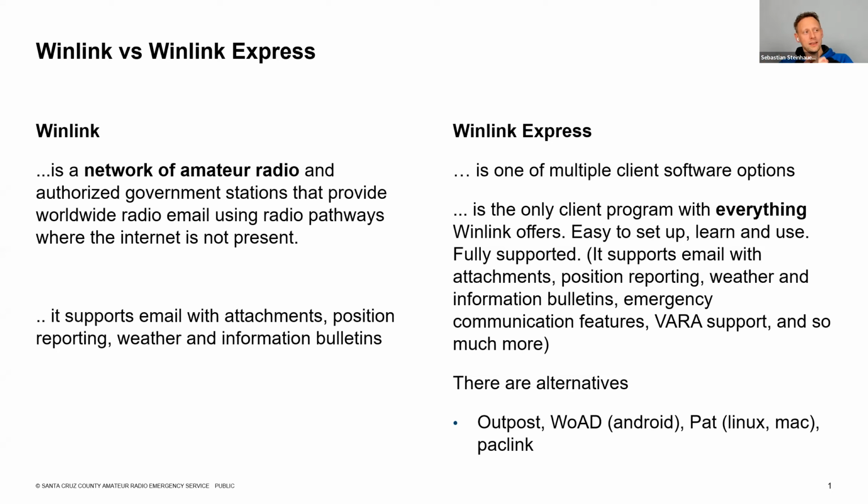So WinLink, if you just say WinLink, that's generally this network of stations that provide radio pathways for your email messages to travel on. And you can use that with your emails, with attachments, as Bill said, so you're not limited to just text messages. You can use it for position reports. There are content services available that actually send you content upon request. An example for that is a weather report, for example, that you can request.